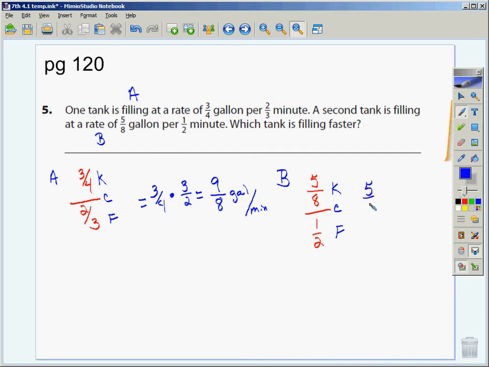Keep 5/8. Change division to multiplication. Multiply by 2/1. Now, although I could cross cancel here, notice my denominator here is an 8. And to keep my denominator an 8 so it's easy to make the comparison, 5 times 2 is 10. Which one's filling faster? Tank B is filling faster because 10/8 of a gallon per minute is greater than 9/8 of a gallon per minute.